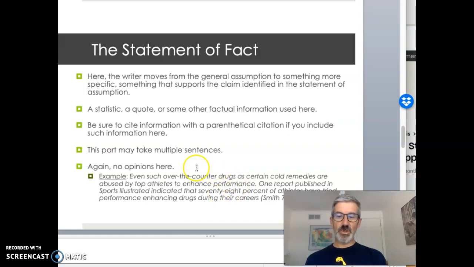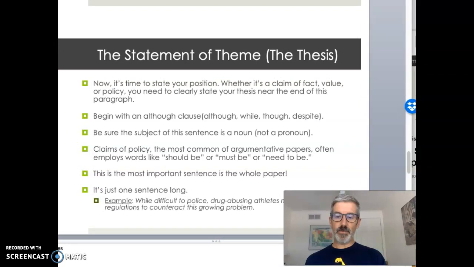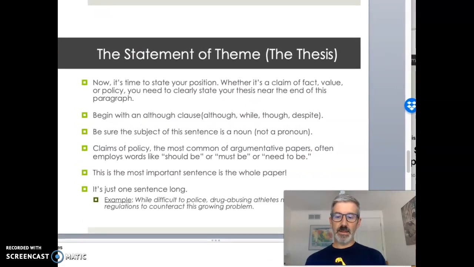Okay. So those two sections are then followed by our thesis. This is where we're going to present our actual position on this particular paper. So now it's time to state your position. Whether it's a claim of fact, a claim of value, or a claim of policy, you need to clearly state your thesis at the end of this paragraph.